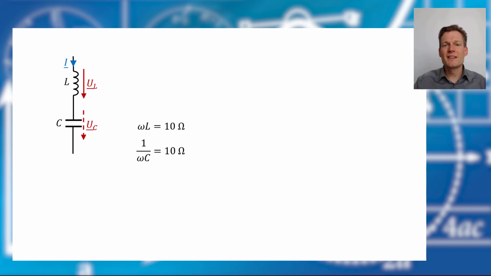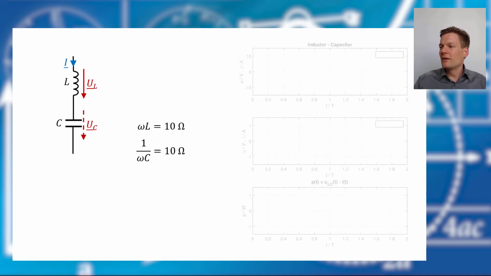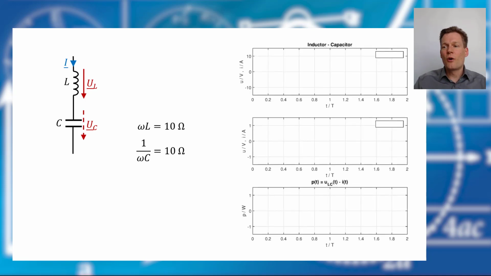Let's have a look at another example. Here we have the series connection of an inductor and a capacitor. And we already know that these elements only consume reactive power. So we don't have to pay anything if we connect this to our power network. Okay, I will draw our voltages and currents again. Our current is the same as before. The RMS value is 1 ampere.